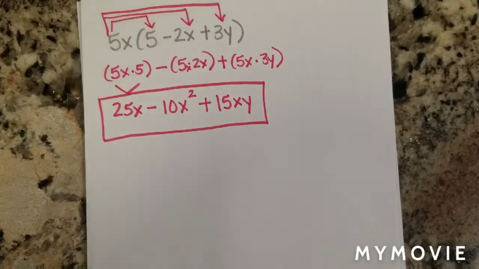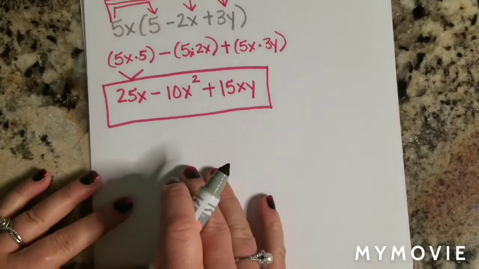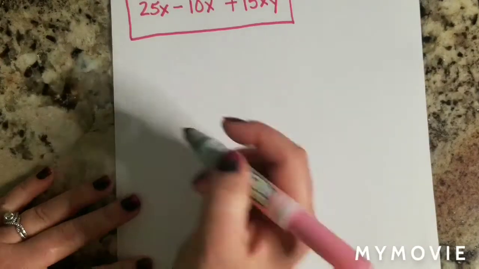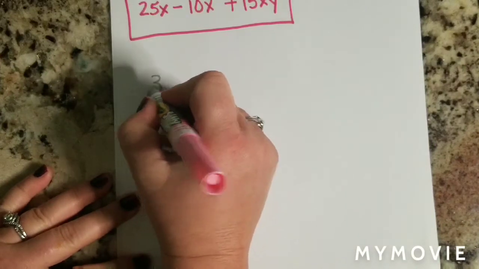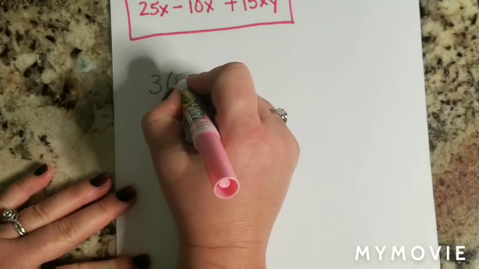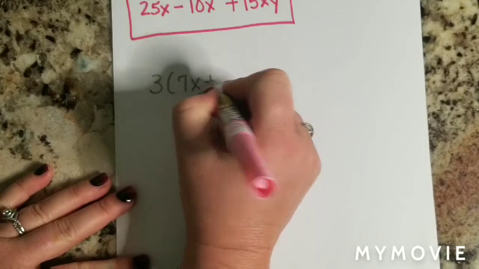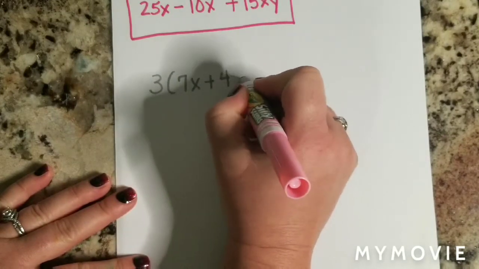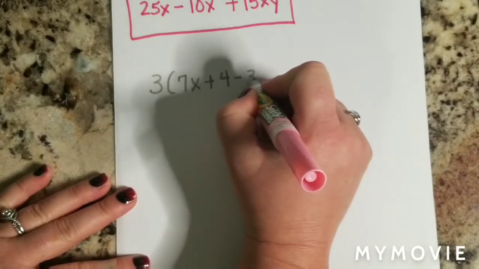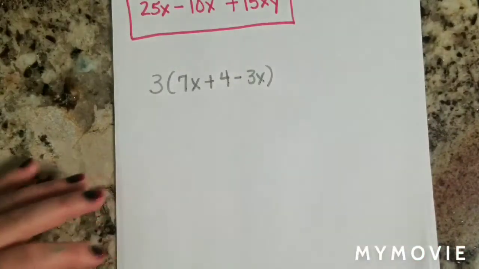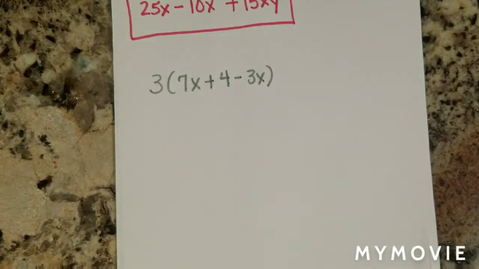Okay, this one's for you to try. I want you to do 3 times 7x plus 4 minus 3x. Go ahead and distribute that. Remember, trick or treat all the houses. Pause the video and try to use the distributive property.